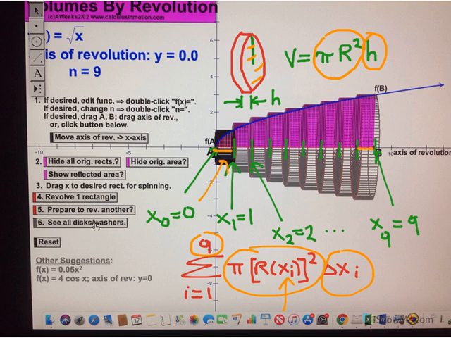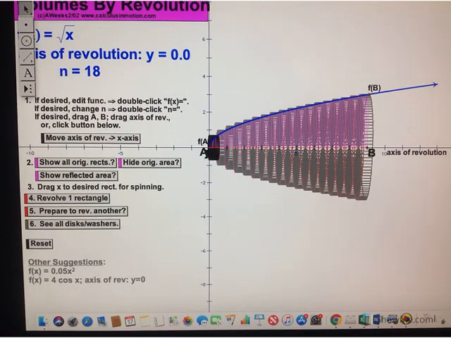Well, we can have a partition from 0 to 9 with more subintervals, each one having a width that's smaller than 1 unit. For example, you can have a partition from x is equal to 0 to x is equal to 9 with not 9 subintervals, but with 18 subintervals. And the width of each subinterval in this regular partition will be 1/2.